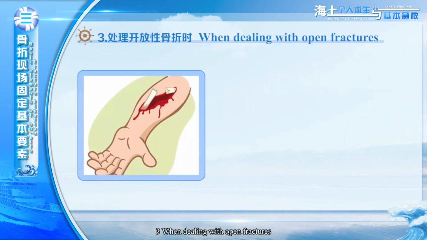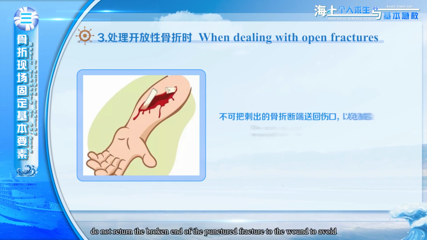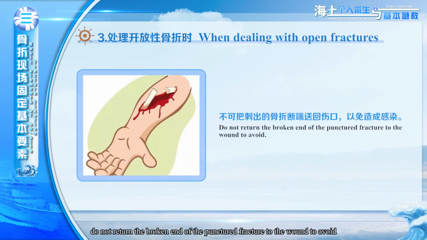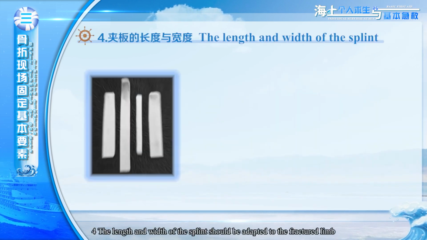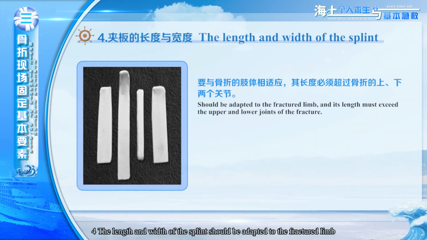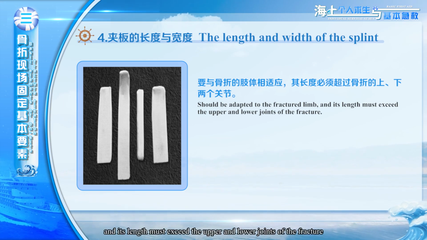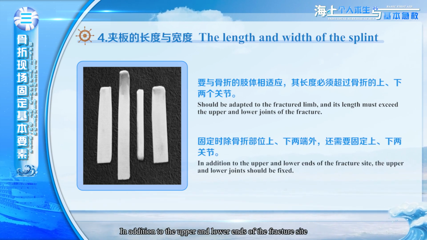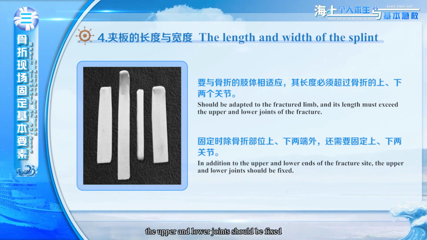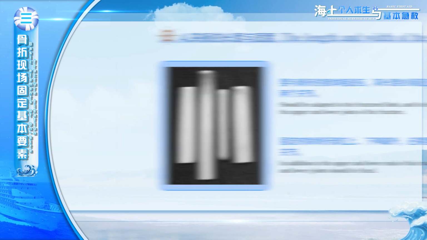3. When dealing with open fractures, do not return the broken end of the punctured fracture to the wound, to avoid infection. 4. The length and width of the splint should be adapted to the fractured limb, and its length must exceed the upper and lower joints of the fracture. In addition to the upper and lower ends of the fracture site, the upper and lower joints should be fixed.